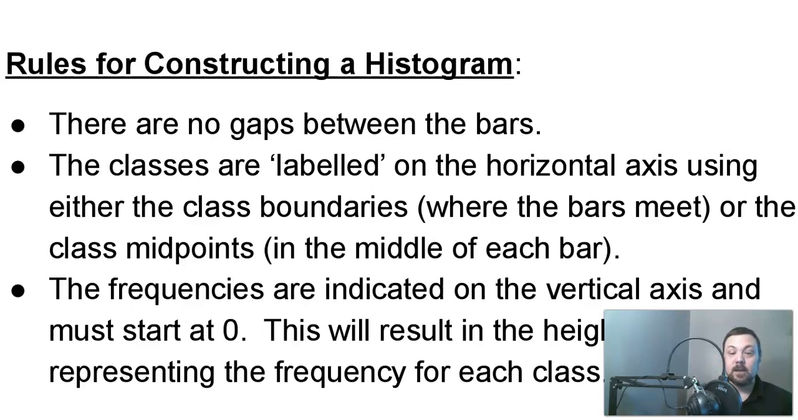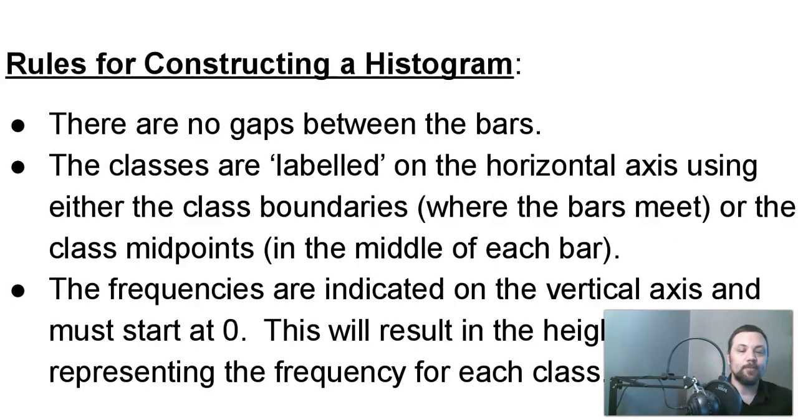The frequencies are indicated on the vertical axis and must start at 0. You might be tempted, in a certain data set, depending on what the frequency distribution looks like, say the smallest frequency is 20 and it goes up to like 50, to say, well, since the lowest one is 20, let's just start at 20, and then we'll go 20, 30, 40 from there. That is not acceptable. That produces a very misleading looking graph. For a properly constructed histogram, it needs to start at 0. The graph has to be drawn from 0 up to whatever the different frequencies are.